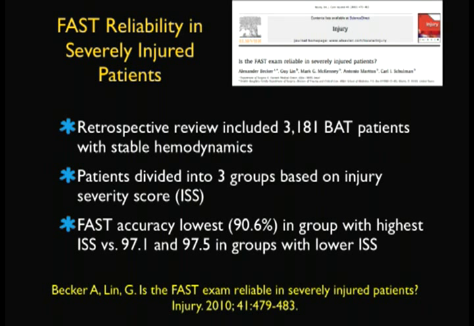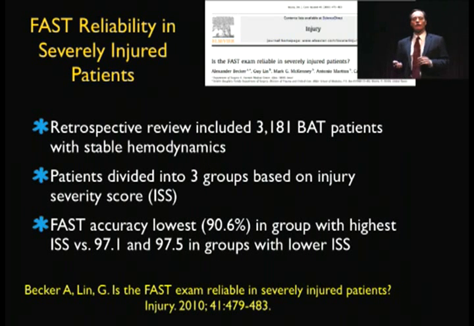But can we look and see what subgroup of those stable trauma patients are falling out with the FAST exam that we're missing with ultrasound? Here's another very good study by Drs. Becker et al. in the journal Injury, 2010, a retrospective review of 3,181 patients, all blunt abdominal trauma with stable hemodynamics. These were divided into 3 groups based on the ISS, or Injury Severity Score. And what's interesting, they looked at the FAST accuracy per the ISS. And what it was is that the FAST had the lowest accuracy in those patients who had the highest injury severity score.